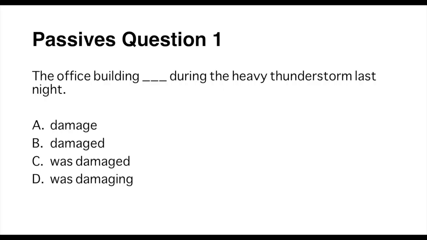Okay, now let's do some practice. You know what to do. I have 3 questions, 3 slides. Try these and then we'll check and explain. Pause the video if you need more time. Okay, go. Number 1. The office building blank during the heavy thunderstorm last night. A. Damage, B. damaged, C. was damaged, D. damaging.